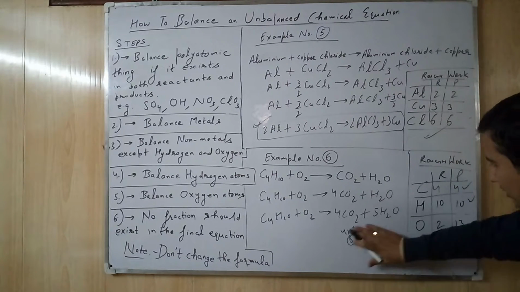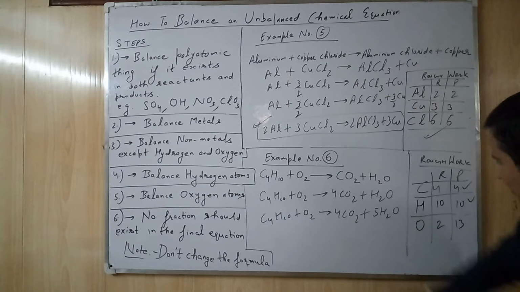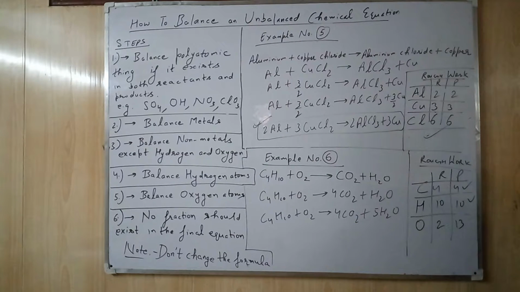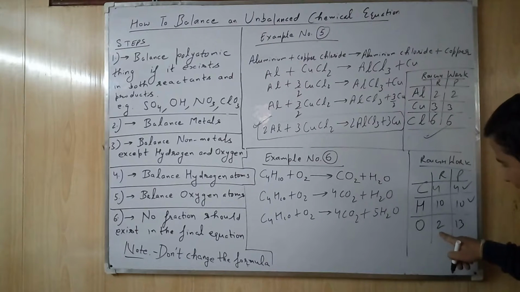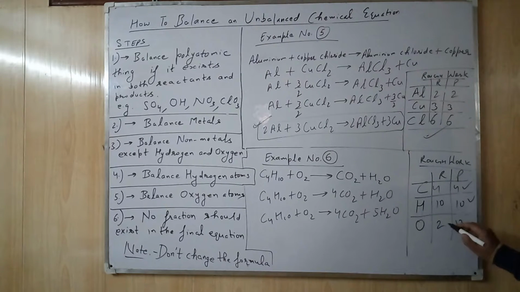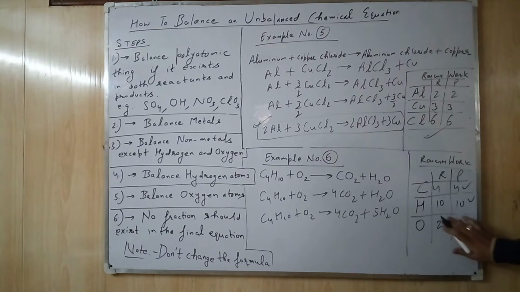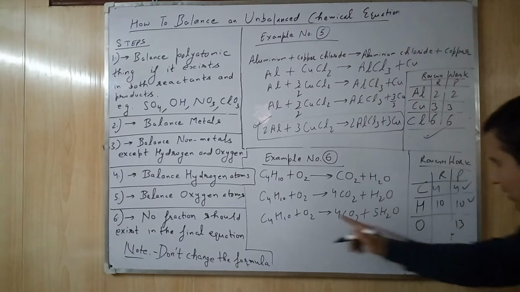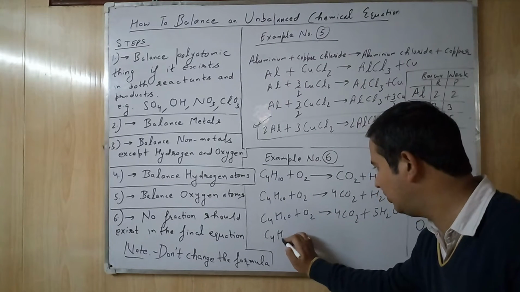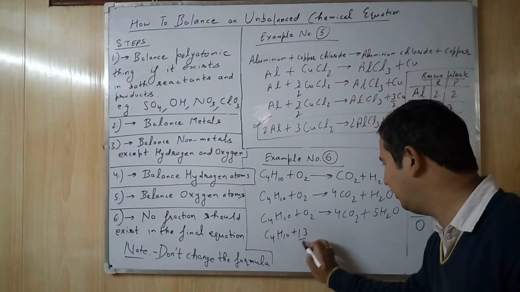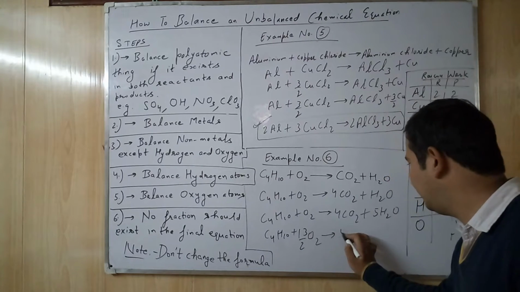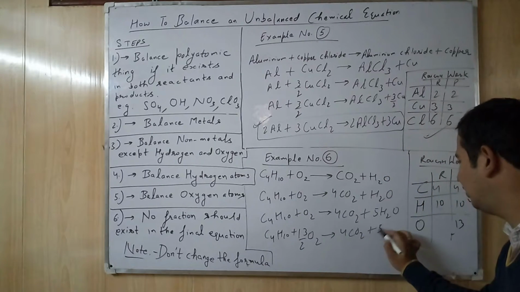So 13. I have to convert this into 13. What to do? I will multiply by 13 by 2, meaning I will add 13 by 2 in the front. Let's update the equation: C4H10 plus 13 by 2 O2 gives you 4 CO2 plus 5 H2O.